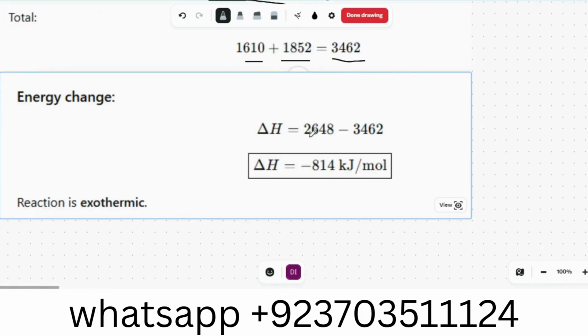So we will subtract: 2648 is the energy used to break bonds, and 3462 is released when bonds are formed. So the delta H, or change in enthalpy, is minus 840. So this reaction is exothermic.